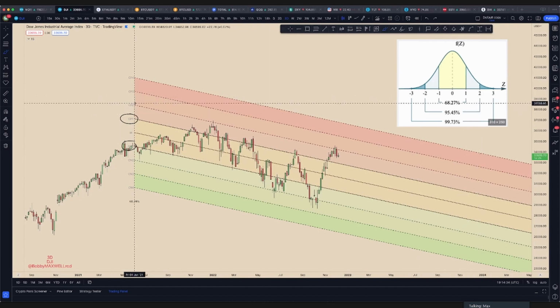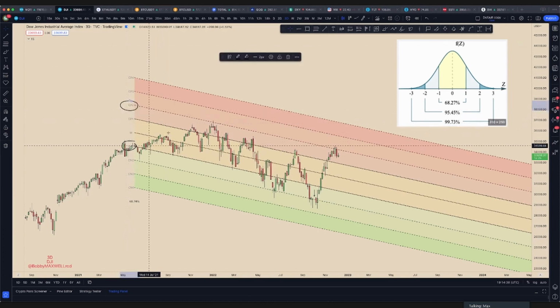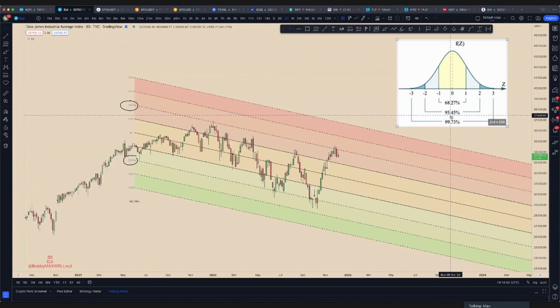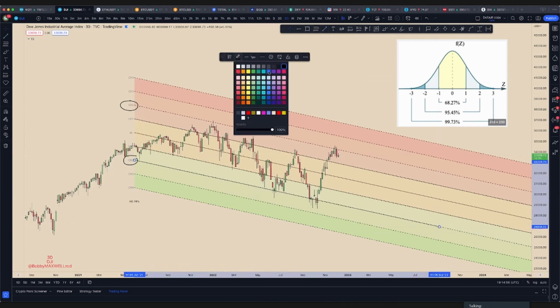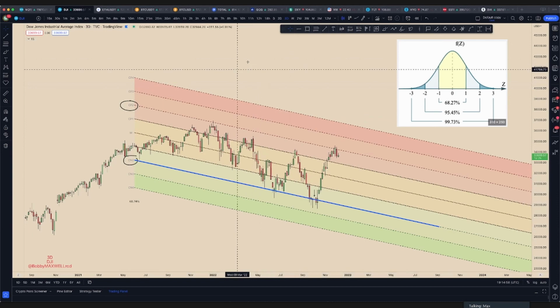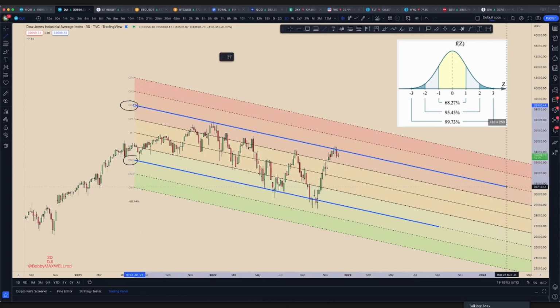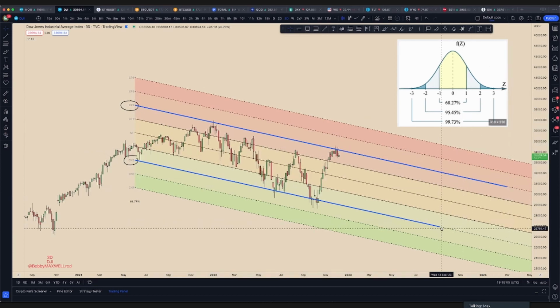2 and minus 2, so we'll move these here. So CP2 and CN2, 95.45% to be exact, of all data, candlesticks, occur between, and I'll just draw this line here, between this line, we'll do blue and we'll make it really thick, between the CN2 line and the CP2 line. So what is this telling me right here?